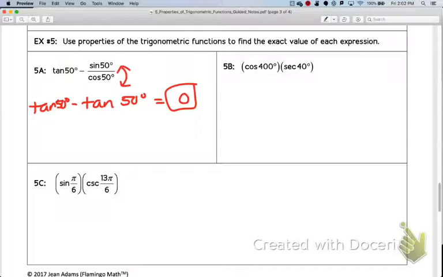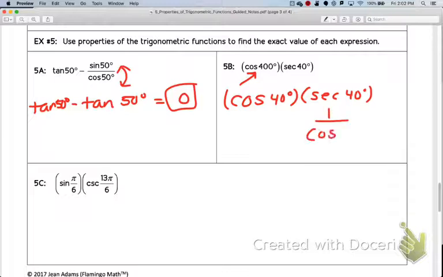5b, I have the cosine of 400 degrees times the secant of 40. Well, that's not quite in my head, so I'm going to take 400, find the coterminal angle, subtract 360 from that. That turns into cosine of 40 degrees times the secant of 40 degrees. Oh goodness, well what's the secant? Secant's the reciprocal of the cosine, so that's just the same as 1 over the cosine of 40 degrees times the cosine of 40 degrees. So what happens there, cancel, cancel, 1. So the cosine of 400 degrees times the secant of 40 degrees is just going to be 1. Isn't that fun? See, this is where the stuff gets good.